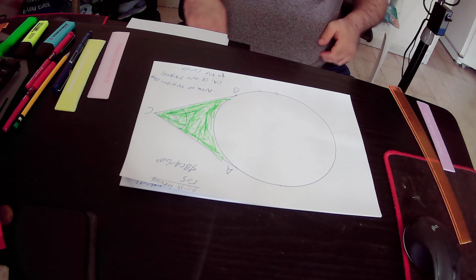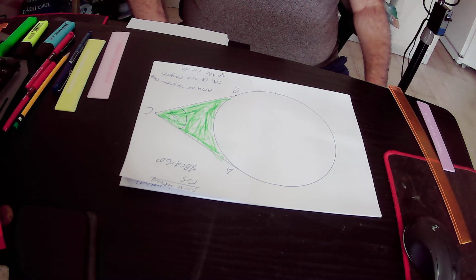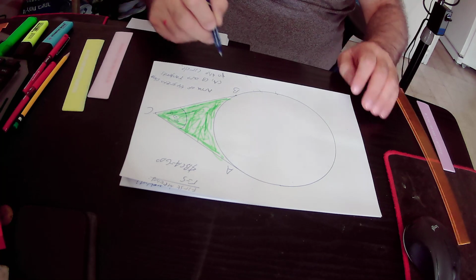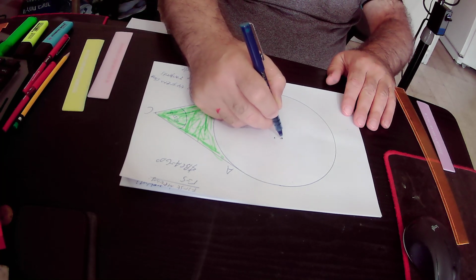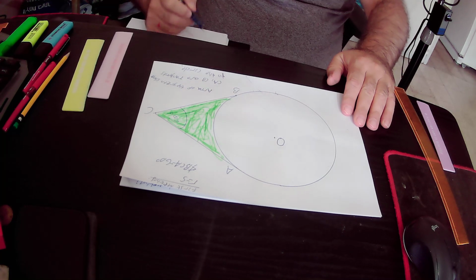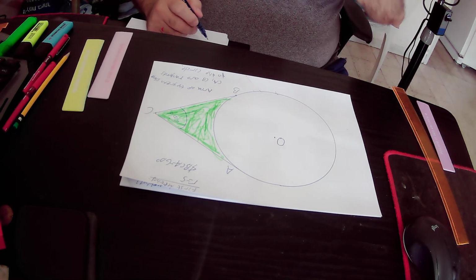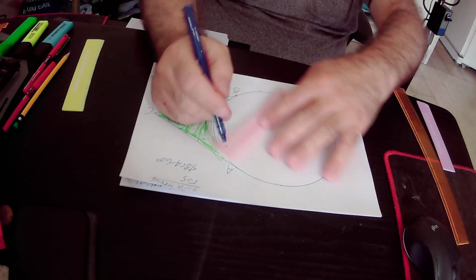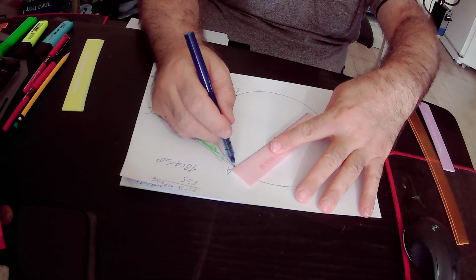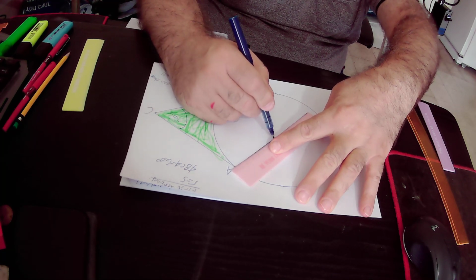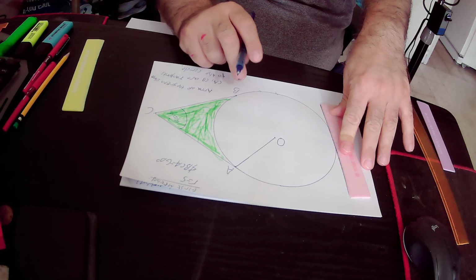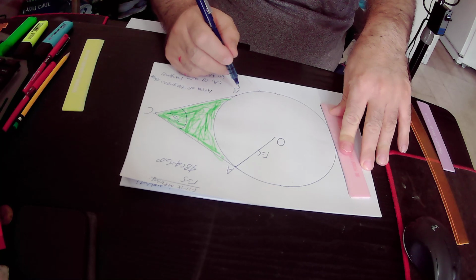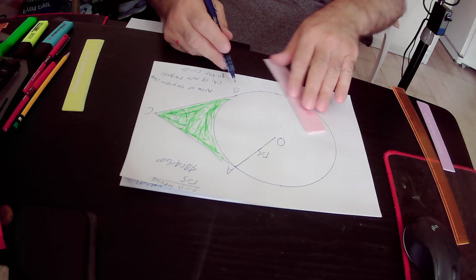Okay, so we will start with the first method. First of all, we will define the center of this circle as point O. Then we will join together points A and O by a straight line. Actually, AO is the radius of this circle that equals 5 units. And we will also join together points O and B by a straight line.